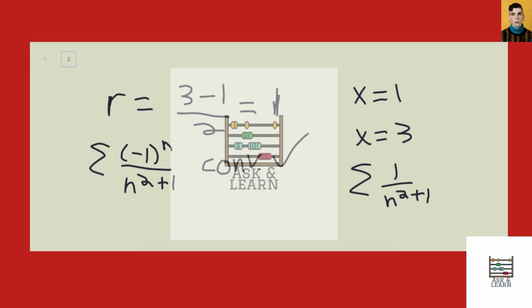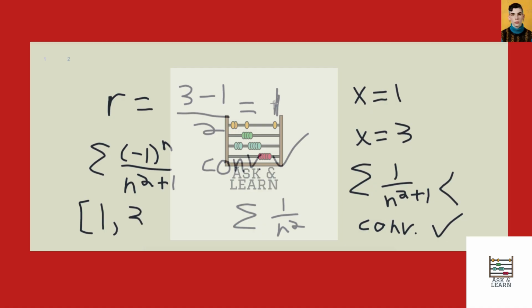1 over n squared plus 1 is going to converge because 1 over n squared converges. The exponent here is something that's bigger than 2, so we will get convergence here. And here the denominator is even bigger, right? If we make the denominator bigger, we're going to get something smaller. So since this converges, we have to have that this converges. So 3 works, 1 works. So we include both 3 and 1 in our interval of convergence.